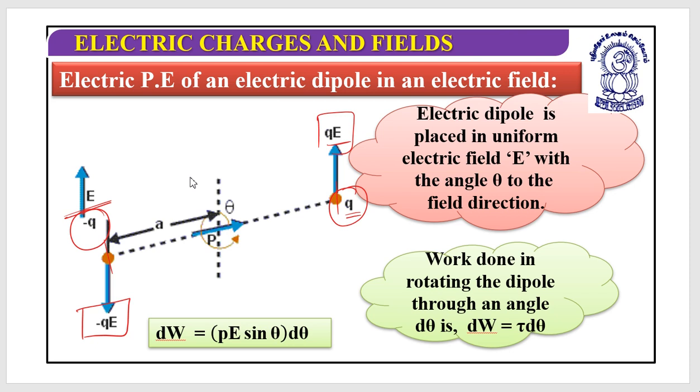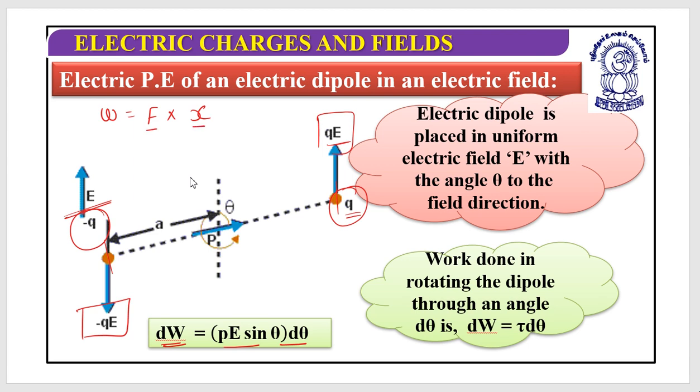What we know is that dW equals pE sin theta d theta. Do you remember this? How could I calculate this? Let's look. Can I write work done equals force into displacement? Now look very carefully.